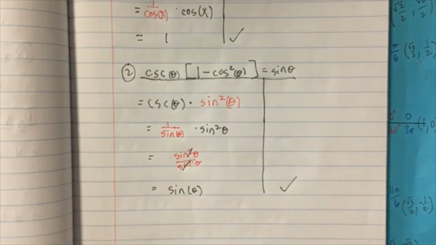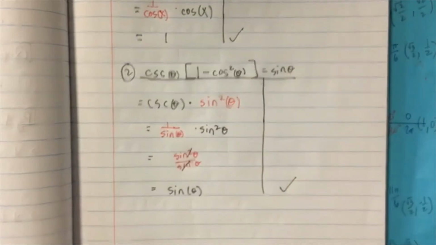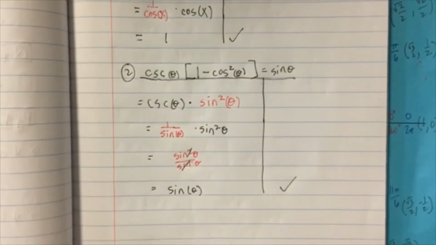There's nothing really to box here because you don't have a final answer. Your entire proof is your answer. There's nothing really to circle here. But I like putting the check mark to show that, yep, I did indeed get from one side to the other side algebraically.